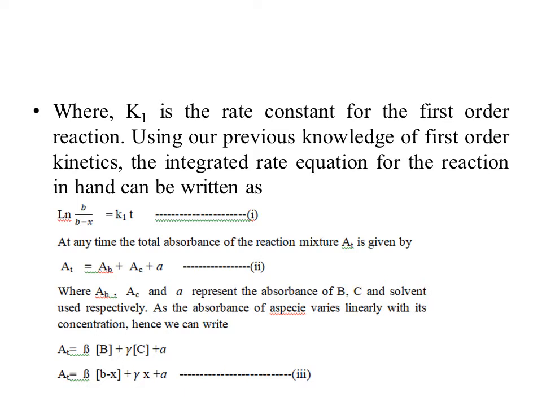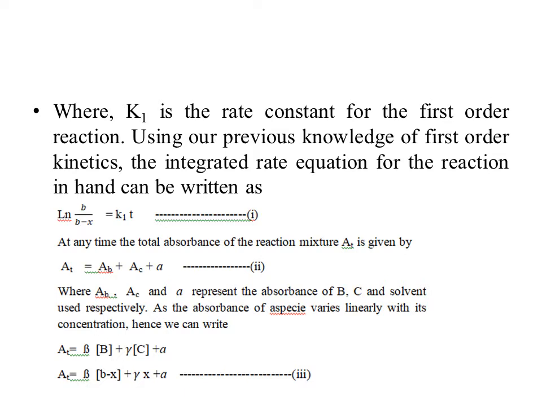Now, dear students, at any time the total absorbance of the reaction mixture AT is given by AT will be equal to AB plus AC plus alpha. This is equation number 2.